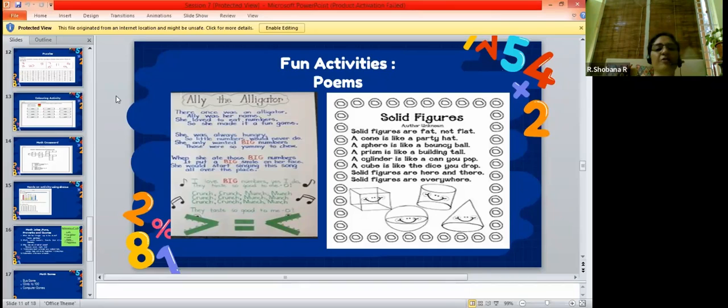So this is from one of our publications. This is for class 1. Find the number names and the numbers below and color them.